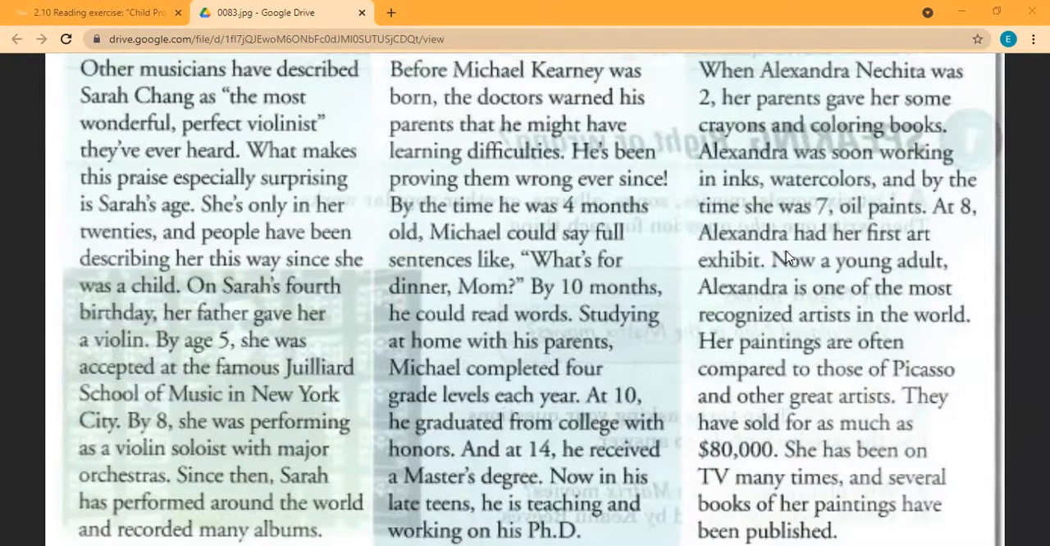When Alexandra Nechita was 2, her parents gave her some crayons and a coloring book. Alexandra was soon working in inks, watercolors, and by the time she was 7, oil paints. At 8, Alexandra had her first art exhibit. Now a young adult, Alexandra is one of the most recognized artists in the world. Her paintings are often compared to those of Picasso and other great artists. They have sold for as much as $80,000. She has been on TV many times, and several books of her paintings have been published. Are there any words that you don't know or any words that are not clear?